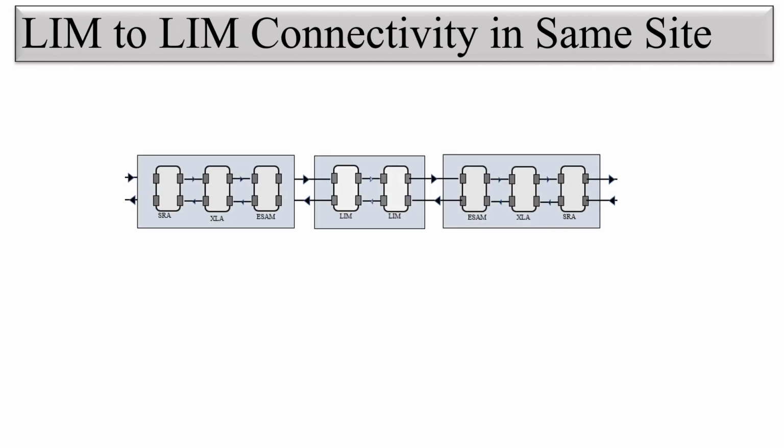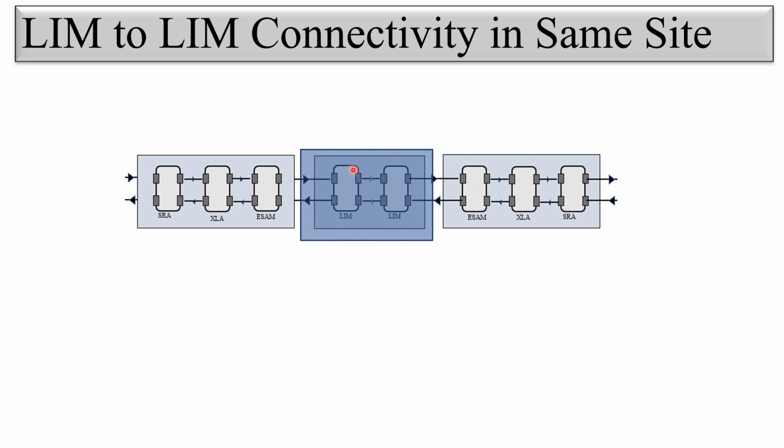So here you can see this is the limb to limb connectivity on the same sites. Here we will focus on this. You can see here these are the components SRA, XLA, ESM for one location. These two limbs are for another location. These ESM, SLA, SRA are for a third location. So these are different sites. We will focus on this.